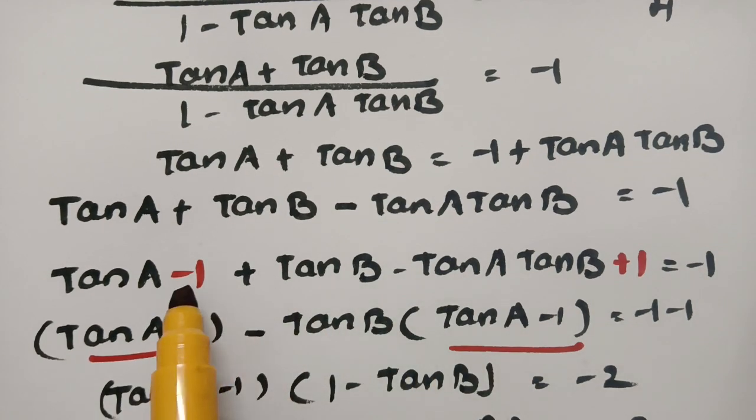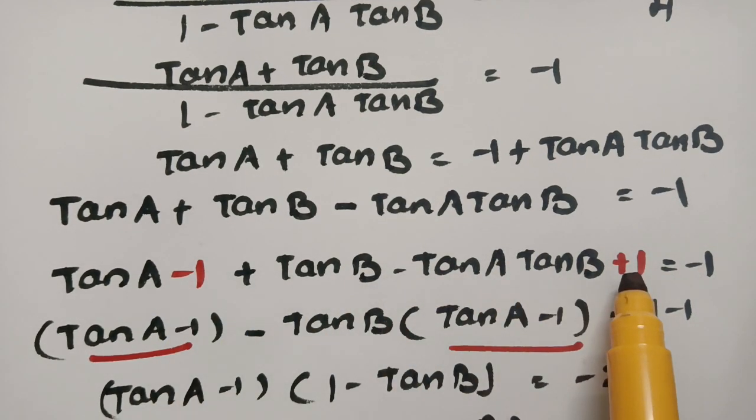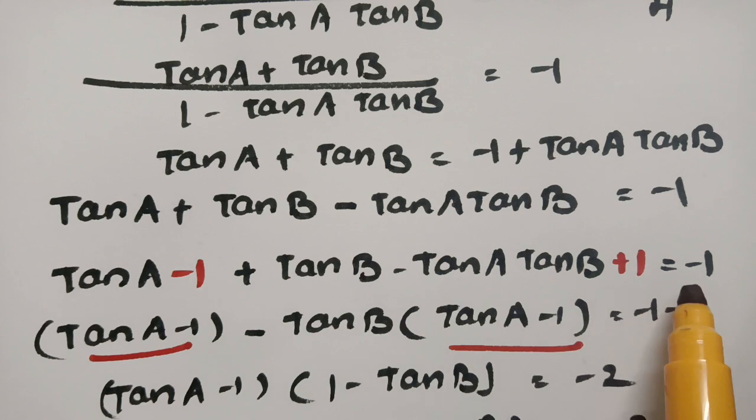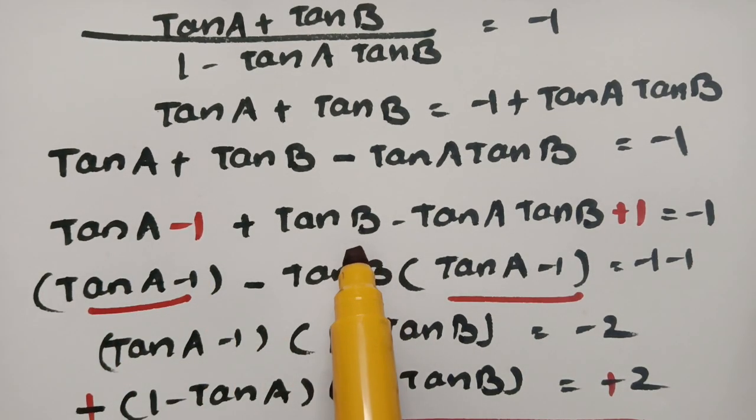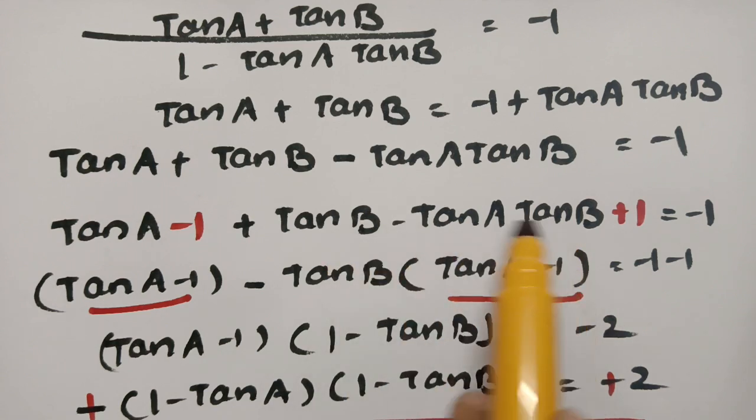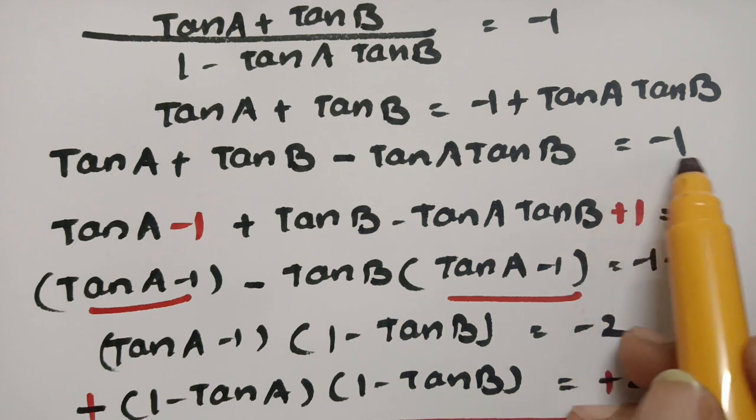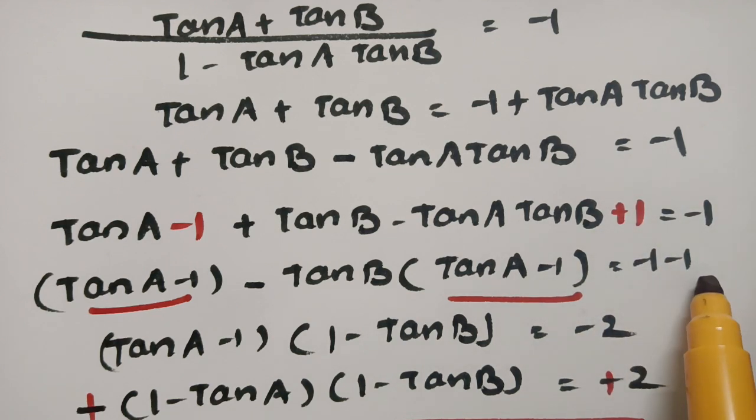So in the next step, I have subtracted minus 1 and added 1. In order to balance this, after that, tan A minus 1, and I have taken minus tan B from these two. So this will be tan A minus 1, and this plus 1, if it goes to the other side, it will be minus 1.